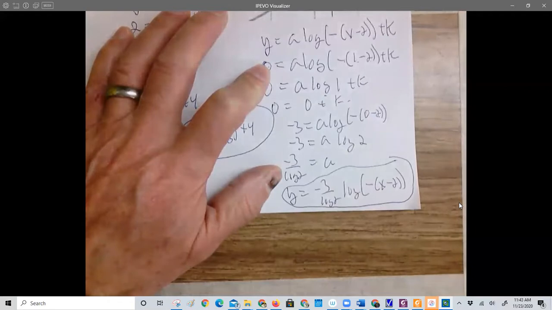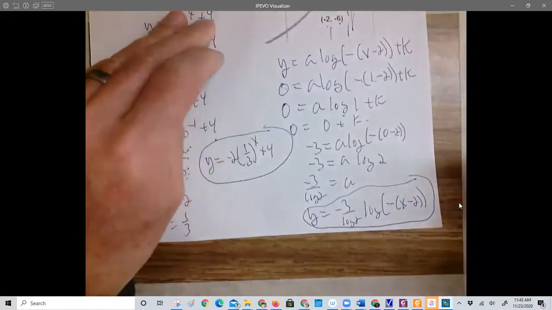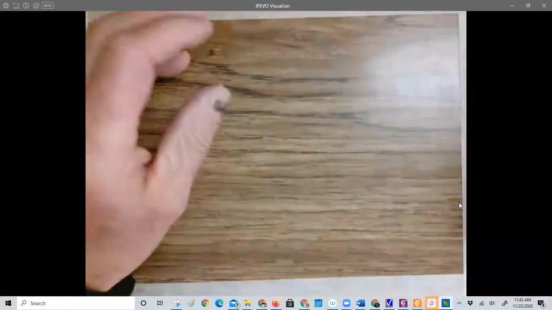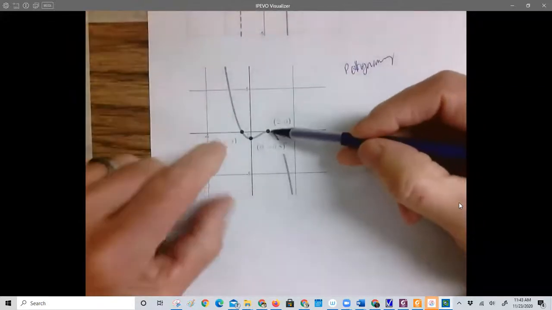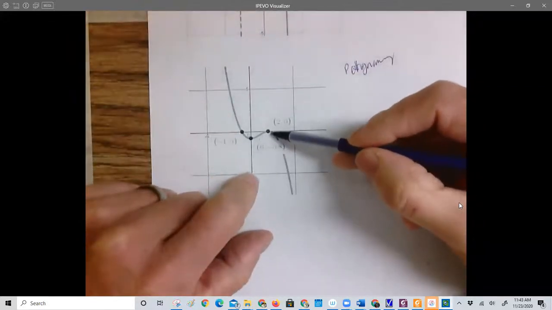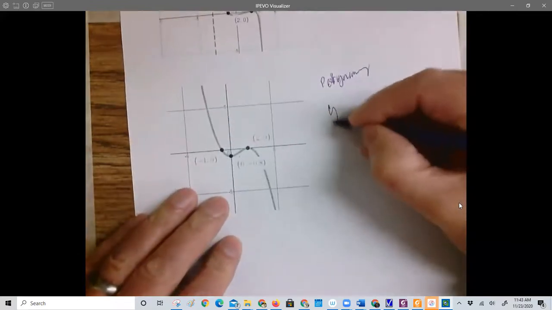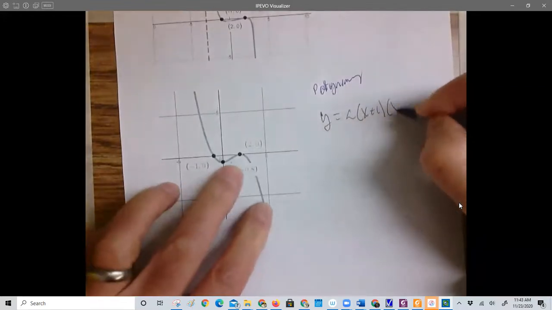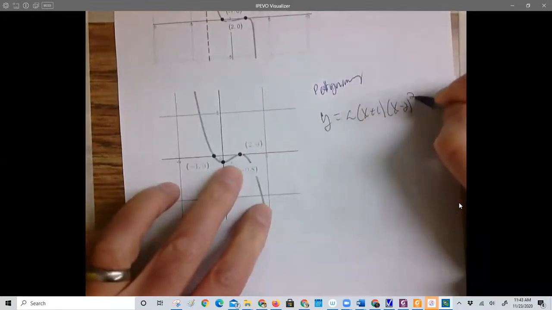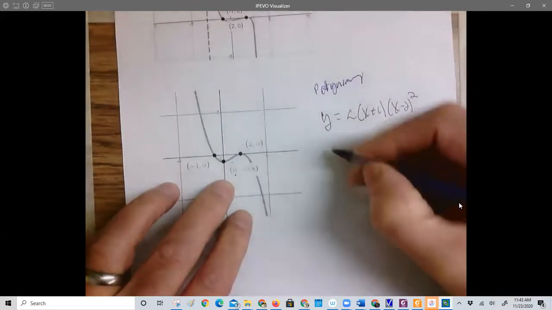Now, the next one asks me to find you the equation of the polynomial function on the following page. So we identify the polynomial function right there. I see 2 zeros. I see this bounces at 2, so that's going to have multiplicity 2. So I know y equals a times x plus 1 times x minus 2 squared. And then we'll use that y-intercept of 0, -4/5.